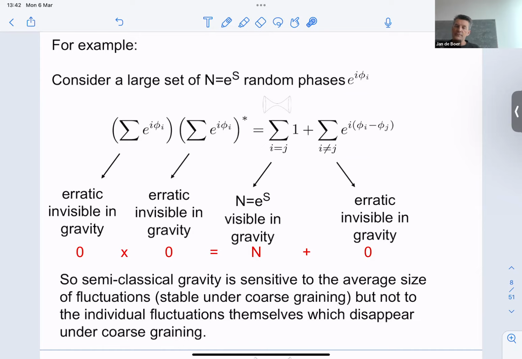I think in some sense, these things here are a bit like this Gutzwiller trace formula. These are a bit like these other periodic orbits. And if you would add these all in, then indeed factorization would be restored.